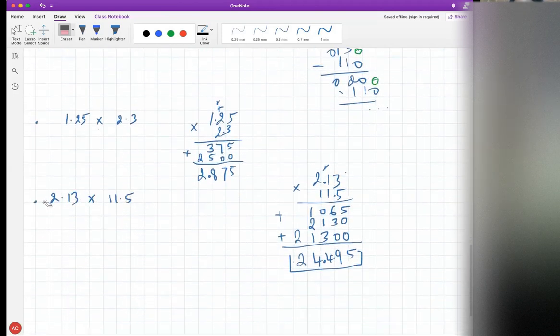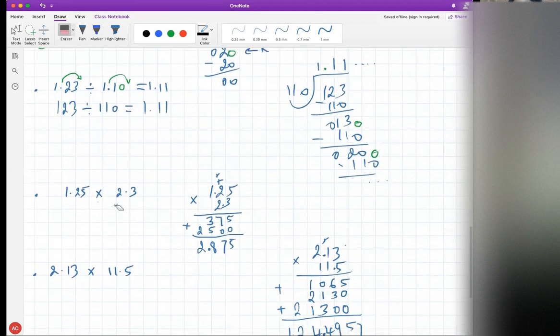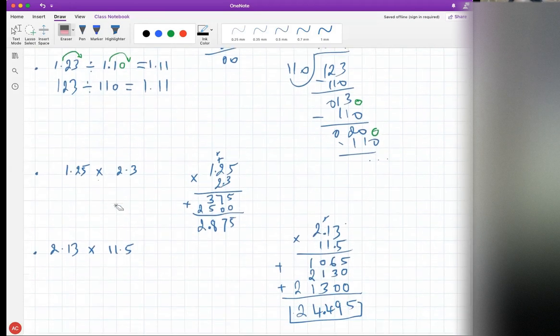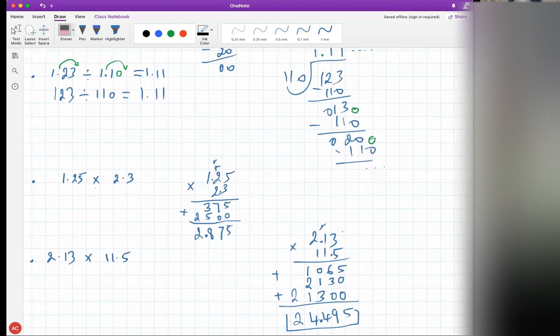Multiplication also, you could write this one first. It will not change the result. Okay, any other questions, everybody?